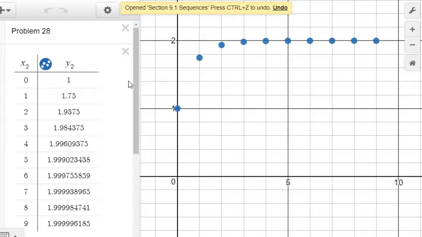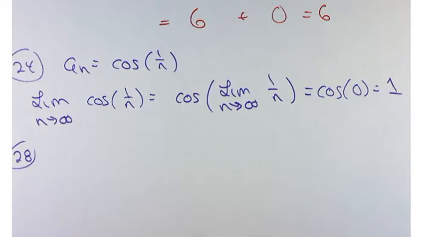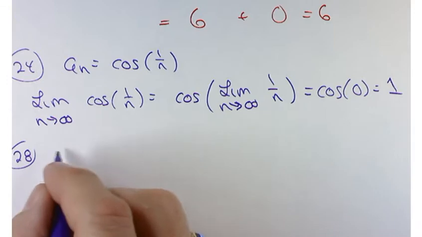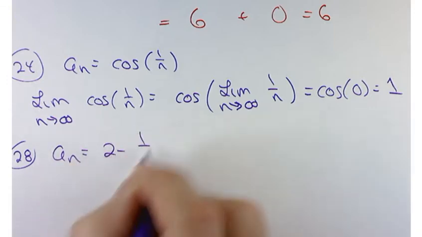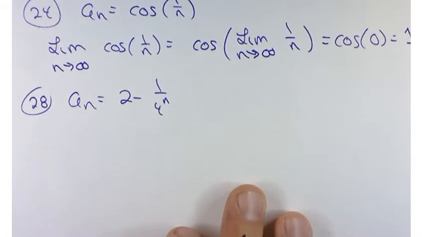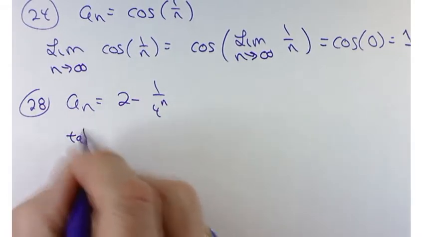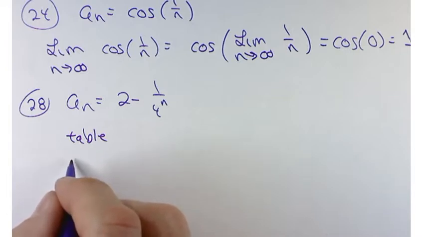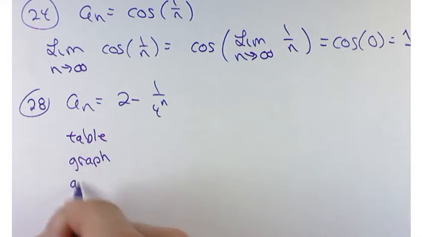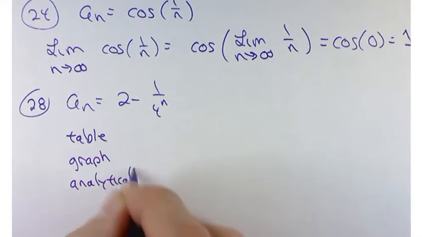Okay, so let's enter this one into our graphing calculator and look at it several different ways. So the sequence in problem number 28 is, here we go, a sub n equals 2 minus 1 over 4 to the nth power. We're going to look at it first with a table, and then we're going to look at it with the graph, and then we're going to calculate it analytically. Kind of like what we did with the last one. Calculate it just directly.